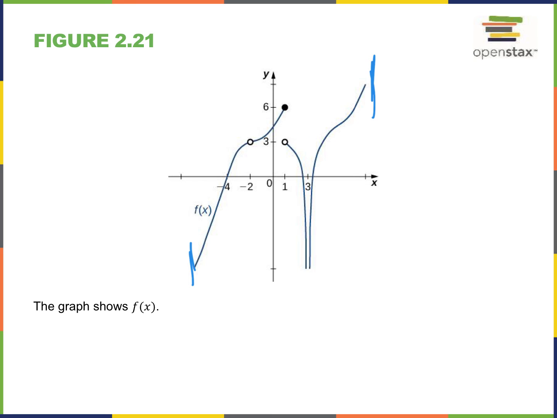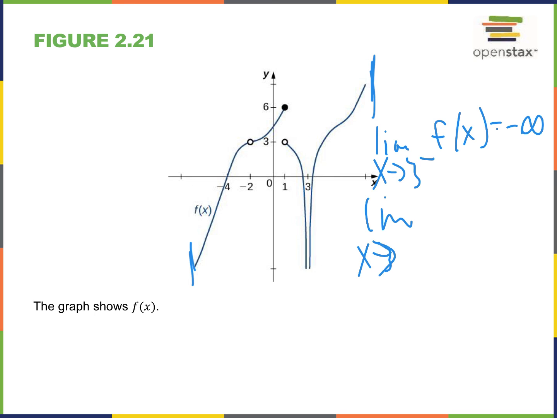What's happening at x equals 3? Well, what I see is I see an infinite limit, right? It's headed down to negative infinity on both sides. So 2 schools of thought. You could say, well, let's do the left-hand limit and right-hand limit. The limit as x approaches 3 from the left of f of x, well, that's headed down to negative infinity. And the limit as x approaches 3 from the right of f of x, that's also approaching negative infinity.